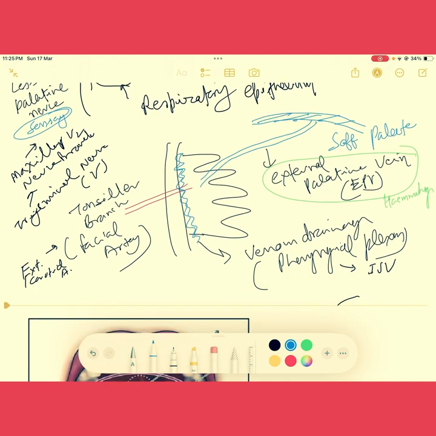The blood supply of the palatine tonsil is from the tonsillar branch of the facial artery, which is a branch of the external carotid artery. The venous drainage is from the pharyngeal plexus, which drains into the internal jugular vein. There is one more supply, the external palatine vein from the soft palate. Post-operative bleeding is mainly concerned with the external palatine vein.